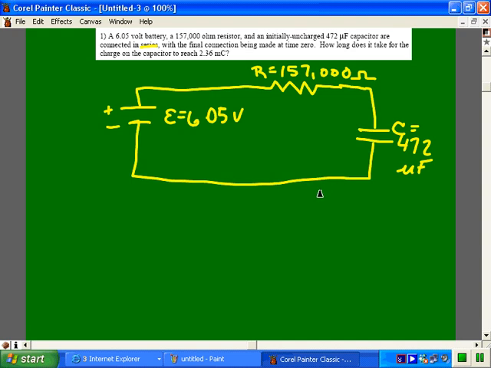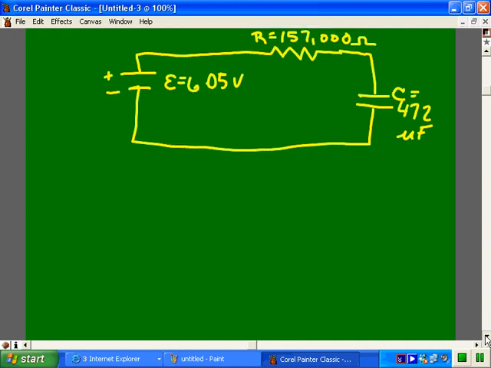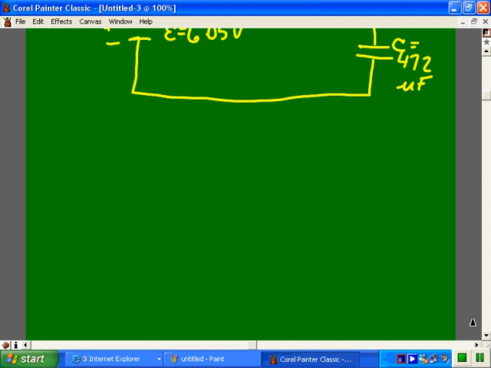And then we are trying to solve for the time that it takes for the capacitor to reach a charge of 2.36 millicoulombs. So we don't have an equation on your formula sheet that works for this, so most of this problem is just doing the algebra to substitute your equation down.